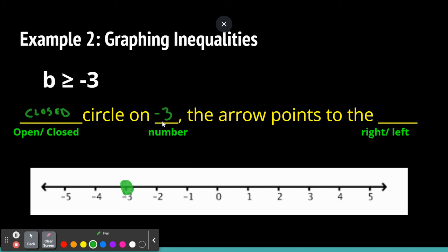And then which way do we want to shade? Do we want to shade to the right or to the left for values greater than -3? We're going to want to shade to the right. All right, all values greater than -3 are to the right. And there we go. And again, we put an arrow at the end to show that that's going to go on forever. It doesn't just end because our number line ends. It goes on and on and on.